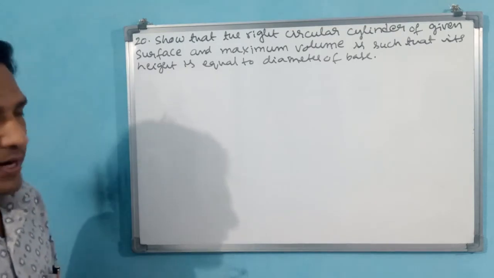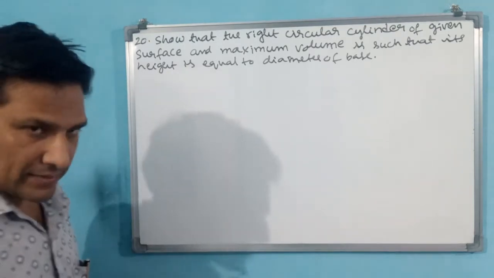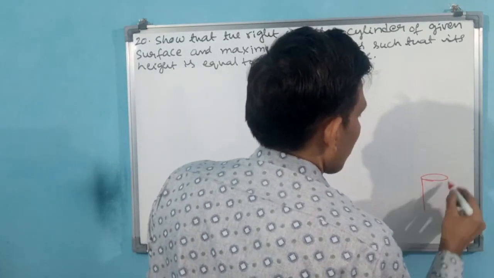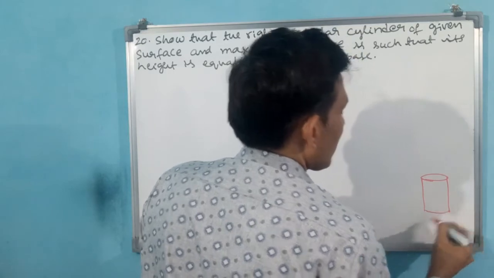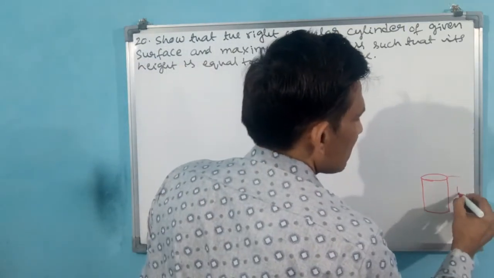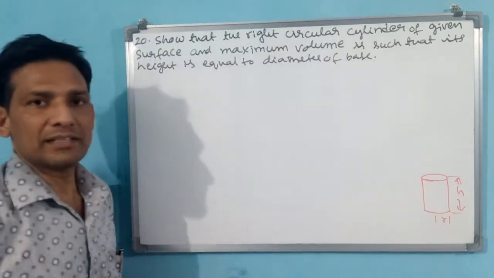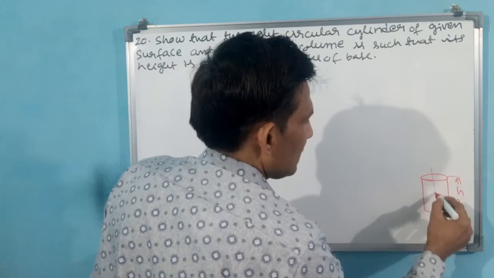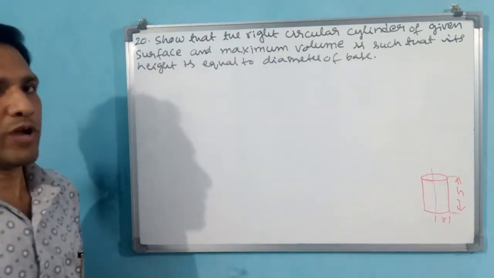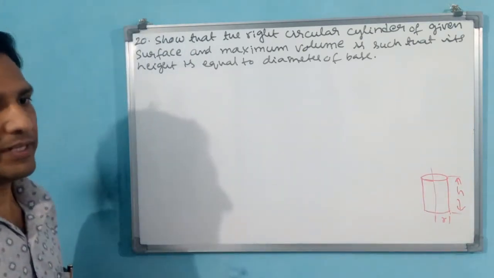Question number 20. First you understand it carefully. Show that the right circular cylinder. This is right circular cylinder. See, it is having only 2 dimensions. So one is height, another one is radius. That's all. Okay. Radius and height, only 2 dimensions. If you have, then you can find this right circular cylinder.